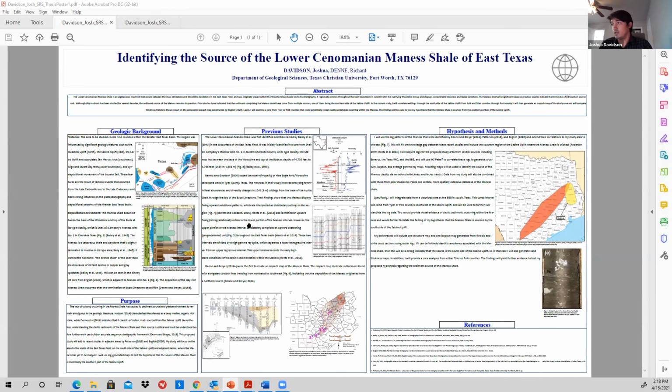Another one is Barrett and Goodson, who tested reservoir quality of nine Eagleford and Woodbine sandstone wells in Tyler County, Texas. The methods in their study involved analyzing foram abundances and diversity changes, but I'm focusing on some of the logs that I took from their studies. The mantle surface is right here in brown, and I'm using that to reference with mine as well.